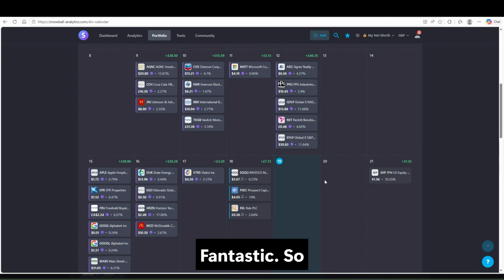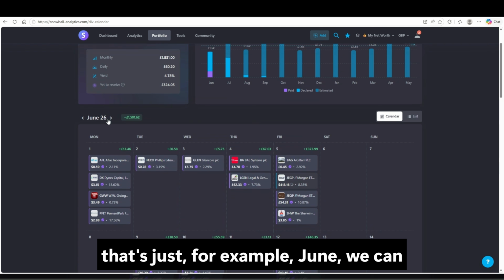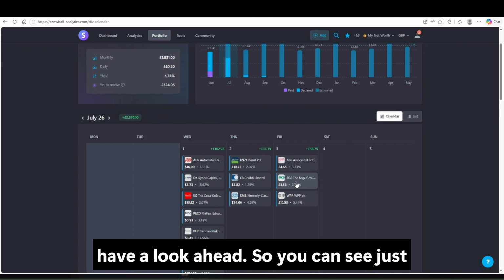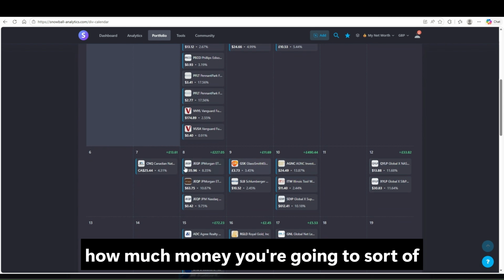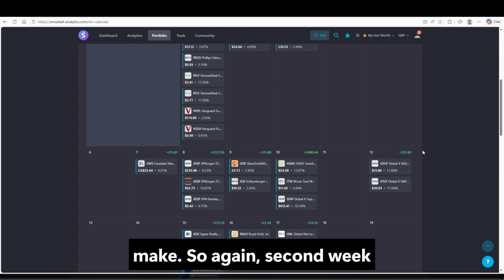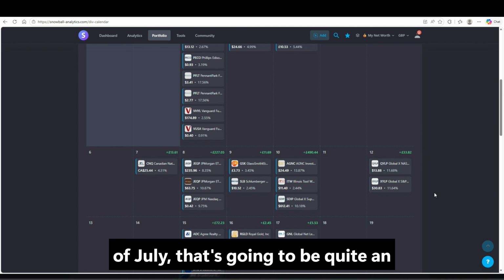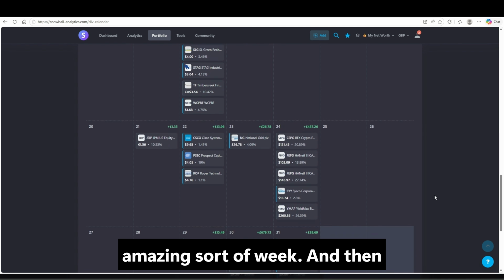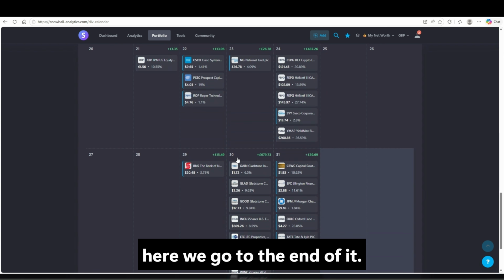Fantastic. So that's just, for example, June. We can have a look ahead, so you can see just how much money you're going to sort of make. So again, second week of July, that's going to be quite an amazing sort of week. And then here we go to the end of it.